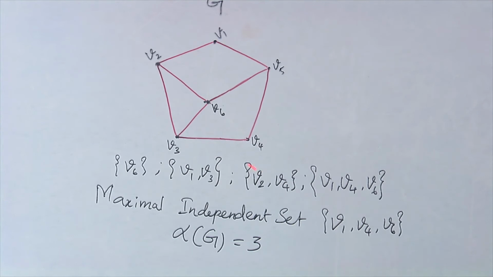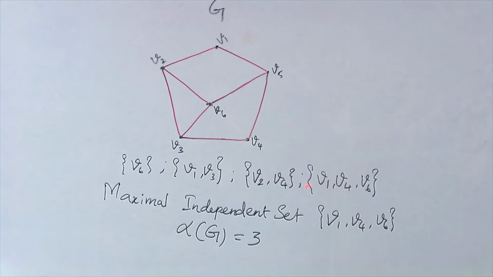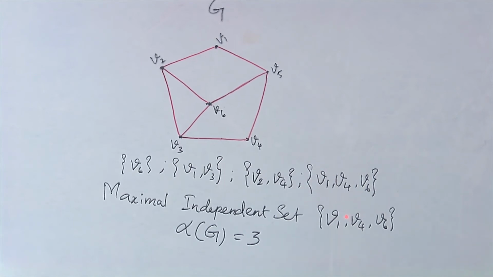So, in this case we are getting one maximal independent set, and when we look at different graphs, we need not always have a single maximal independent set. We can have more than one also.